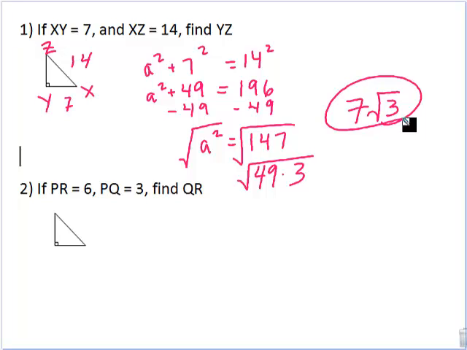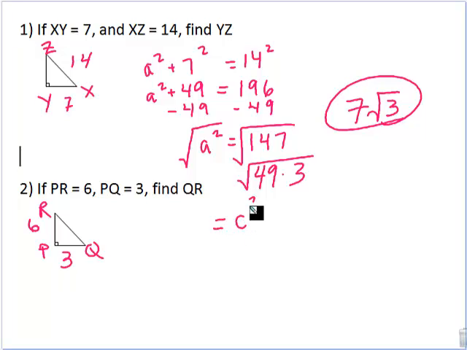So next one. This is triangle PRQ. So here we know PR is 6. PQ is 3. We want to find the missing side, the QR there. So how am I going to set this up in the Pythagorean theorem? Which side's the hypotenuse here? Look at your triangle. The one that has nothing on it's your hypotenuse, because that's opposite of the 90.